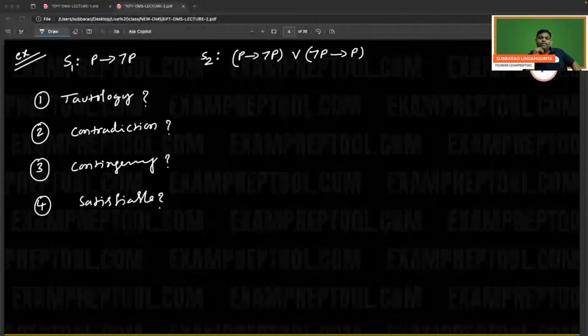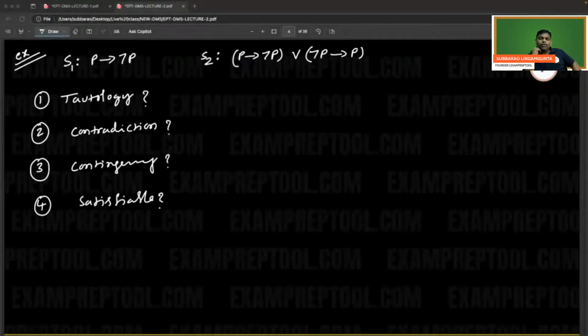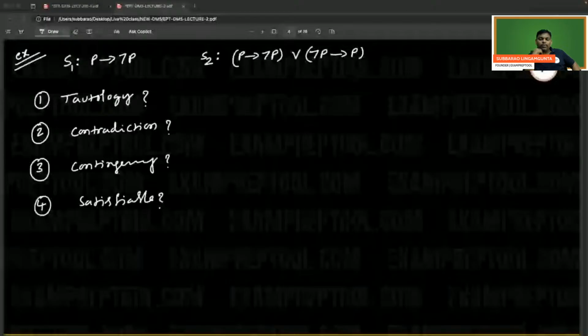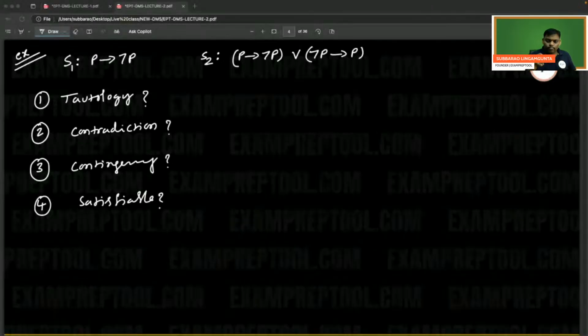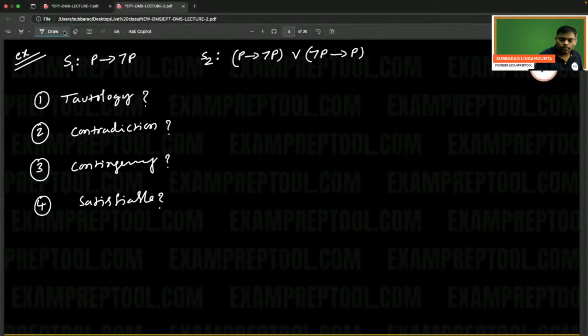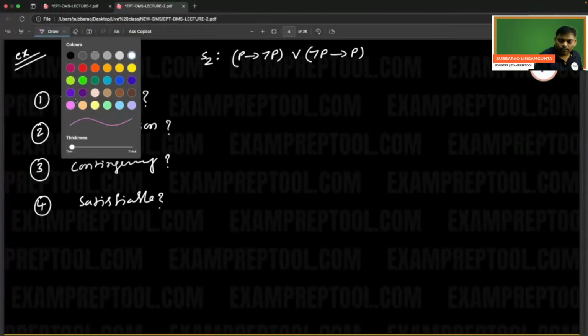Some people are asking, sir, how to do this? Very simple. Draw the table. For the S1 purpose, draw the table. For the S2 purpose, draw the table. Instead of thinking that much, draw the truth table.